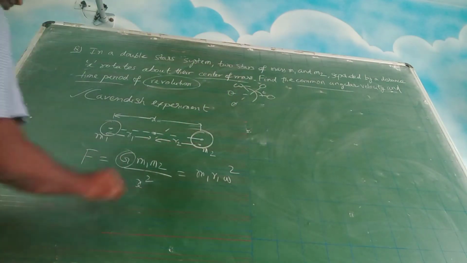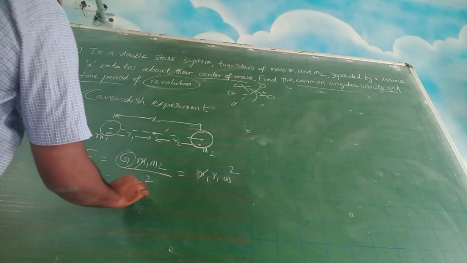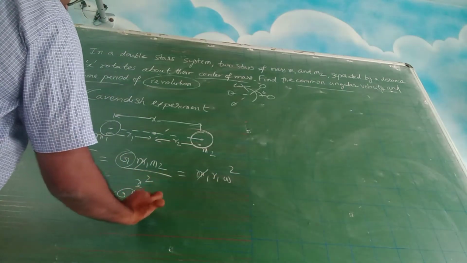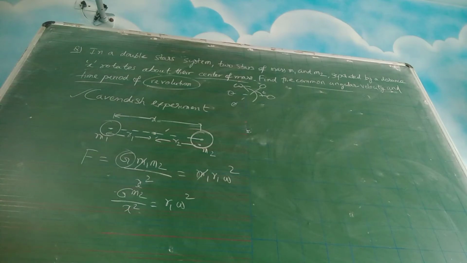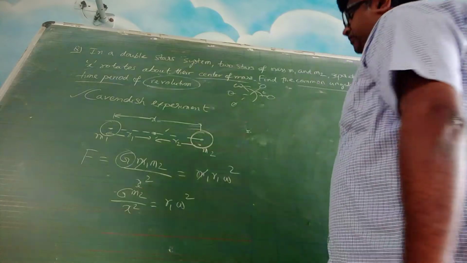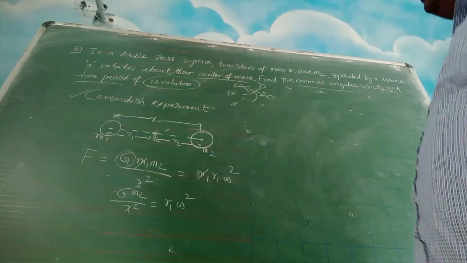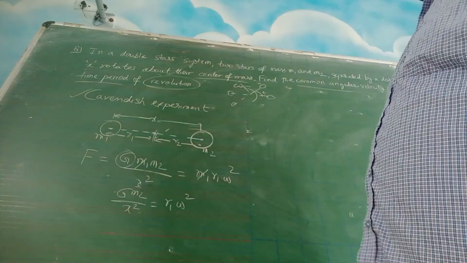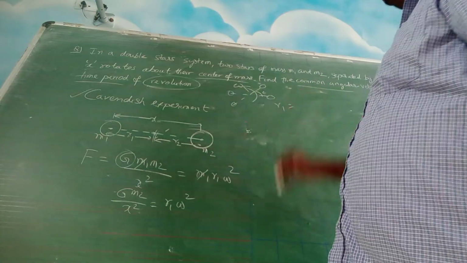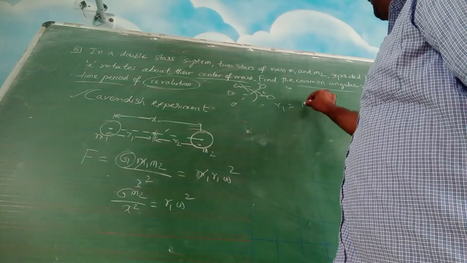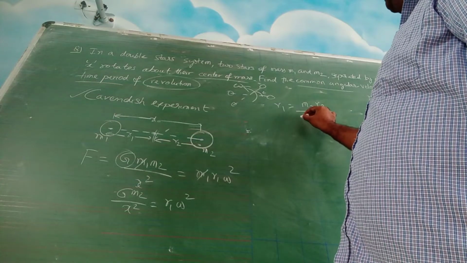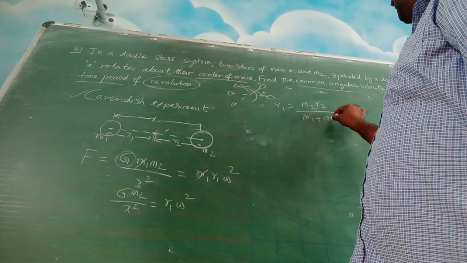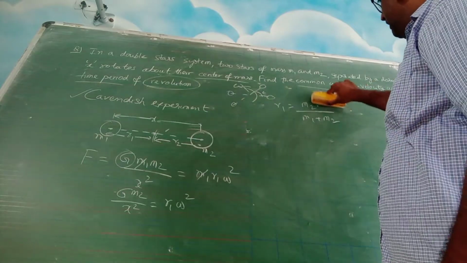So you can cancel out m1 here and you get G m2 by x square is equal to r1 omega square. Now recollect what we have studied in the center of mass chapter. Can we find the location of the center of mass with respect to this position? So your r1 will be, what did I tell you? You need to write this mass m2 r2 divided by m1 plus m2. It's not m2 r2, it is m2 x.